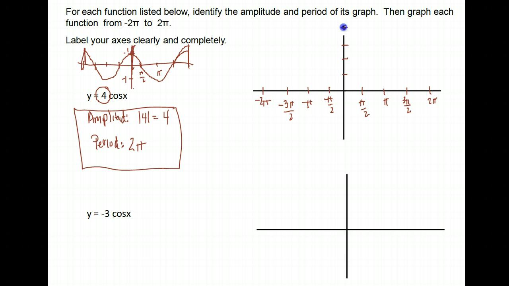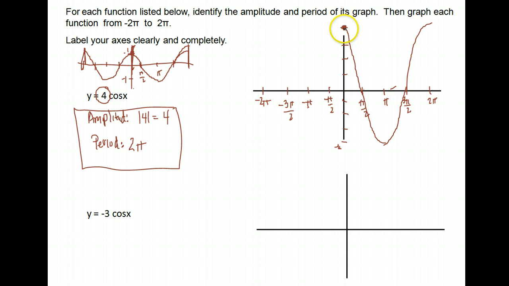Okay, we would start up here. When we get to pi over 2, we need to cross at 0 because the cosine of pi over 2 is 0. And even if you multiply that by 4, it's still 0. Okay, so it's going to come down. Then on this end, we're going to come down to -4 when we hit pi because the cosine of pi is -1, times 4 would give us -4 down here. Come back up to 0 at 3 pi over 2, and then back up to 4 at the top here.